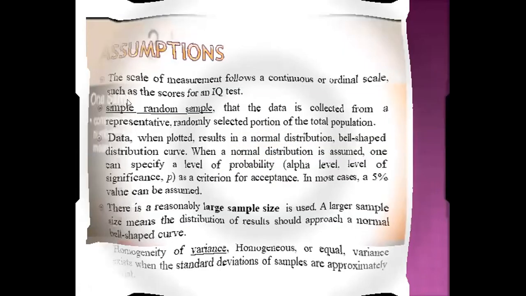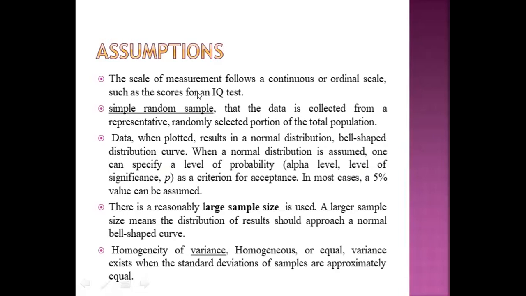Assumptions of the t-test. The scale of measurement follows a continuous or ordinal scale, such as scores for an IQ test. There should be a simple random sample, and the data is collected from a representative randomly selected portion of the total population. Data when plotted should result in a normal, bell-shaped distribution curve. When a normal distribution is assumed, one can specify a level of probability, the alpha level of significance, as a criterion for acceptance. In most cases, 5% can be assumed. There should be a reasonably large sample size.